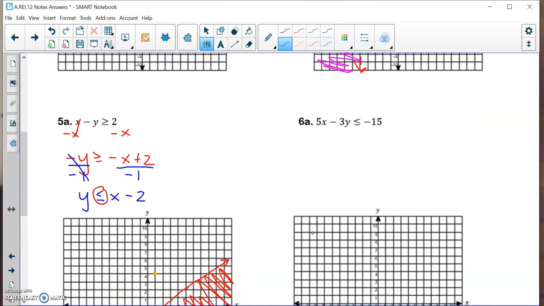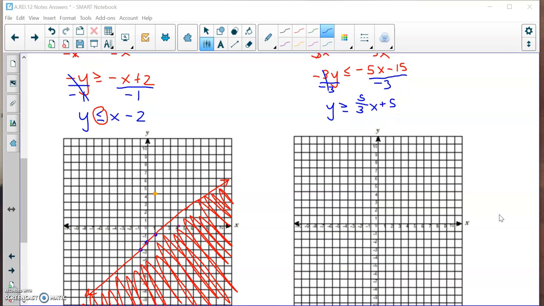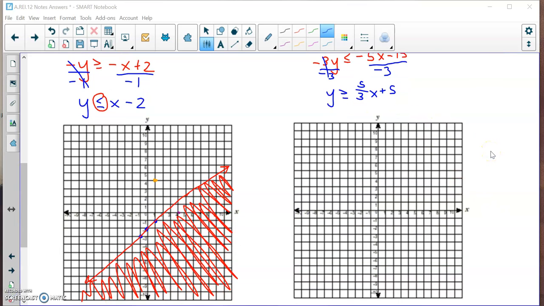All right, I'm going to have you solve for y in 6a by pausing the video, then resuming. Okay, hopefully you got this equation. So my y-intercept is 5, my slope's 5/3, so I go up 5 and over 3, or I could go down 5 and over -3. There would be a solid line, and since it's a greater than or equal to symbol, I shade above this line.